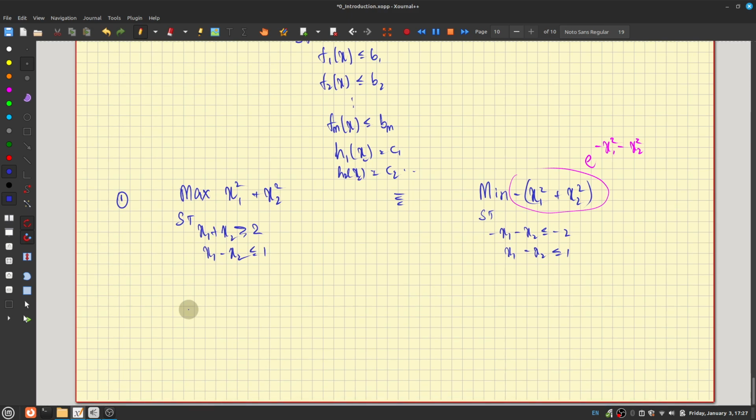So now suppose I have the same problem. Let's say max of x square subject to x less than 1 and x greater than minus 1. Okay, there's another problem. Can this be brought to the standard form?